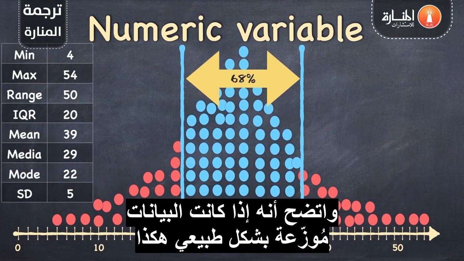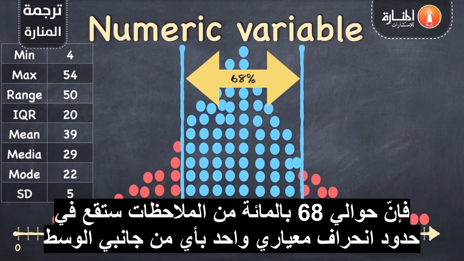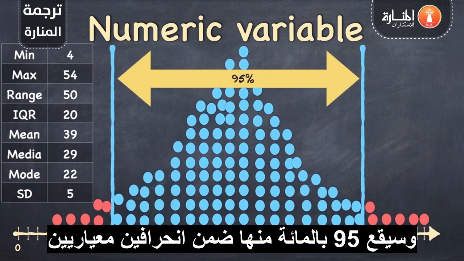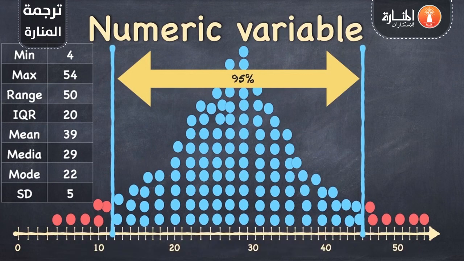And it turns out that if your data is normally distributed like this is, then about 68% of all of the observations will occur within one standard deviation on either side of the mean. And about 95% will be within two standard deviations.